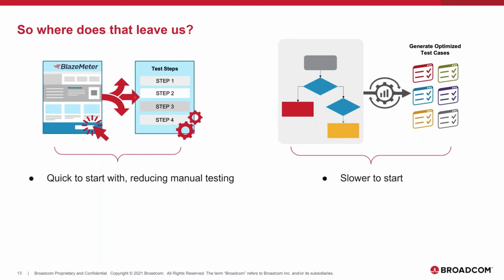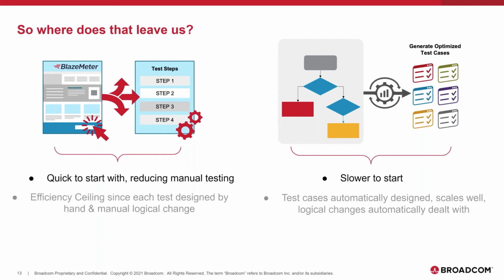So what does that look like, right? If we compare the advantages, we have quick to start with, reducing manual testing, versus slower to start, right? We have an efficiency ceiling that can eventually hold us back. Once we've covered a lot of the low hanging fruit, medium hanging fruit, we can't go on with scriptless to generate exhaustive tests. Whereas with ARD, we're automatically designing our tests. We can scale it up. We can have submodels. We can deal with all of the logical changes automatically and have exhaustive testing. We can have it generate us every possible test case if we want to, or a computer optimized set of tests.